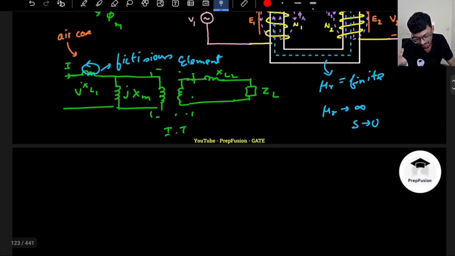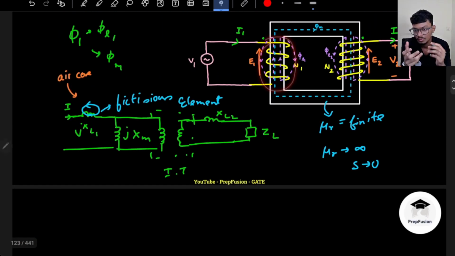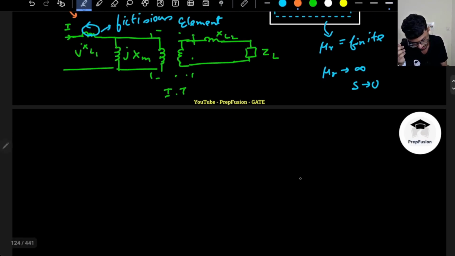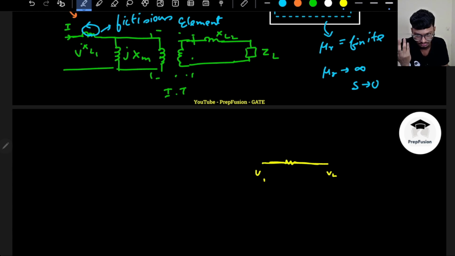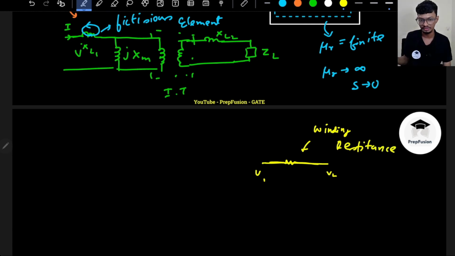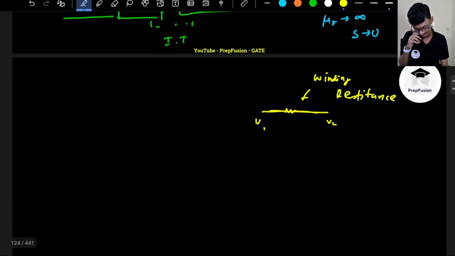What is the other non-ideality? Of course, I have assumed that this is a winding and this is a wire. Any wire, if I apply some voltage here, V1, and measure the voltage here, V2, of course it will have a resistance. Every wire will have a resistance. That is known as the winding resistance. I told you in the first lecture of transformers that we were ignoring the winding resistance, but of course it will have a winding resistance. So this will be there.